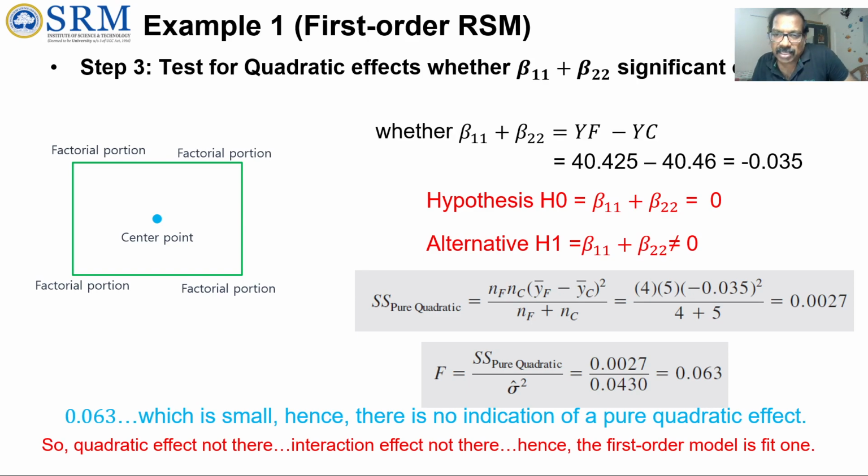Whether this value is significant or not, we need to calculate. Then we go for the F calculation. F equals the sums of squares of pure quadratic divided by the mean square error we calculated first. How do we calculate the sums of squares of pure quadratic? This is the equation where nf means the number of observations in factorial points, and nc means the number of observations in the central point. So here nf is 4 and nc is 5. This is the value we know. With that we can calculate the sums of squares of pure quadratic, divided by that error term, giving the F value. This F value is also very low compared with the F critical value.